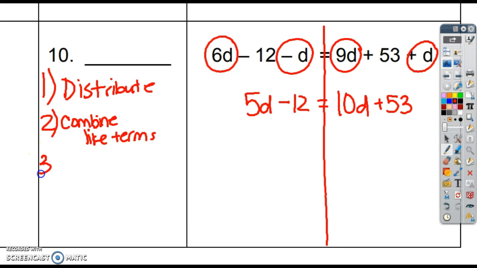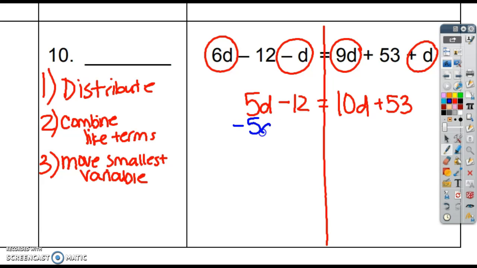The next thing we want to do is, I still have variables on both sides, so I need to move my smallest variable. Okay, so out of 5d and 10d, which one's smaller? 5. It's positive, so how do I get rid of it? We take it away.